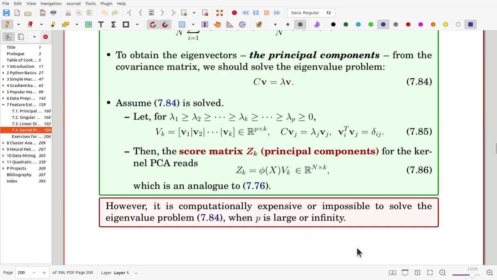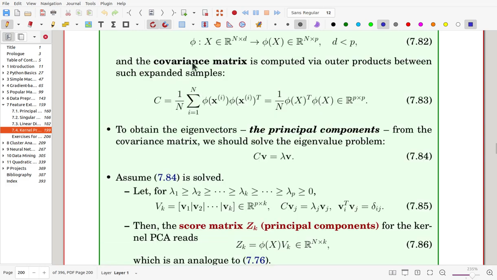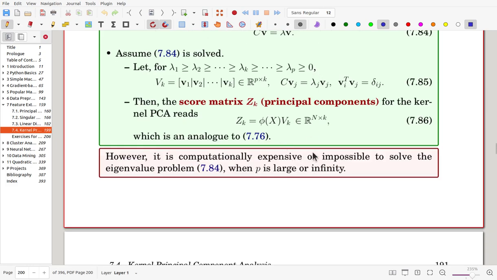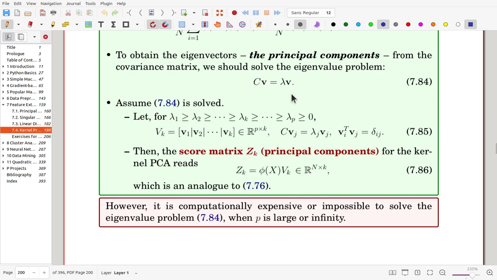However, solving this problem is not simple, because of the expansion to a higher dimension. If you are using some convenient kernel function, then P can be very large, or P can be infinity. In this case, solving this problem is computationally expensive or impossible. So we have to consider something else.